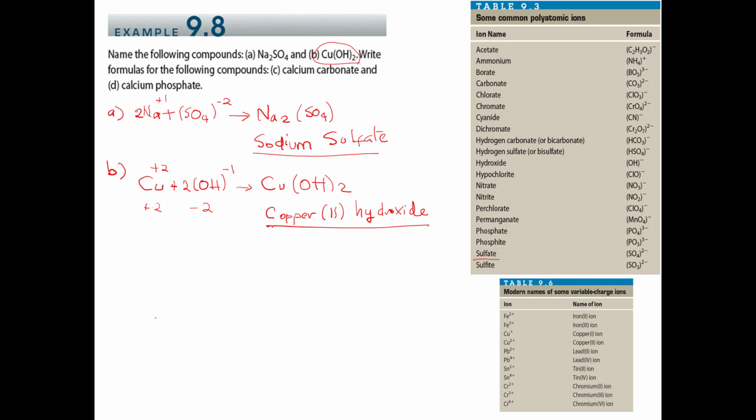For the other 2 problems, we want to write the formula of the following compounds. They give the name, and we need to write the formula. In this case, we must write the equation. Then number C, we had calcium carbonate. Then we had calcium here, then we had carbonate, and we will check here with the carbonate.